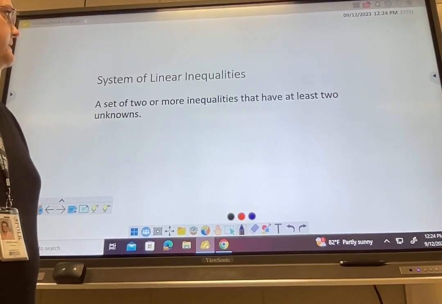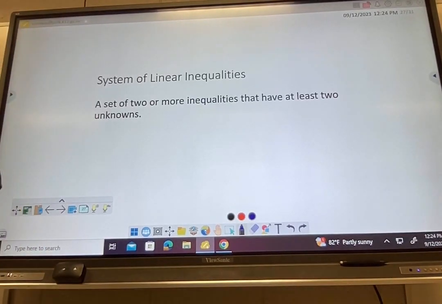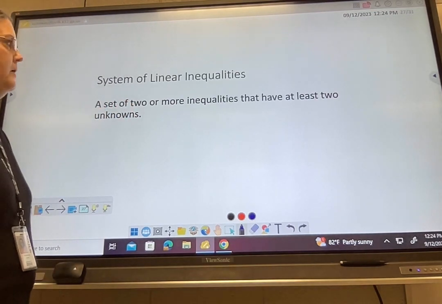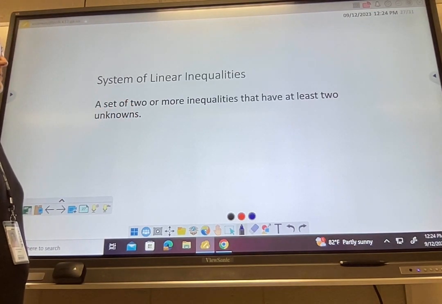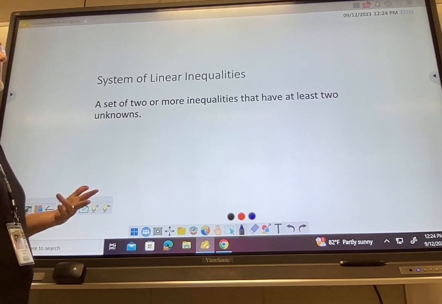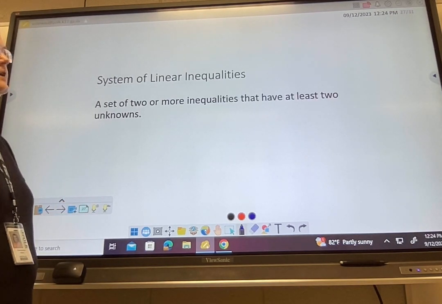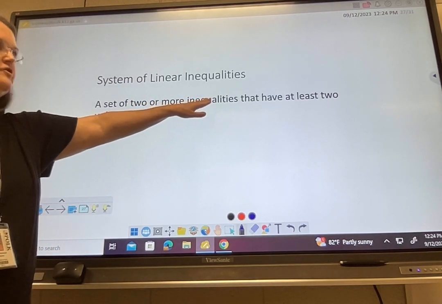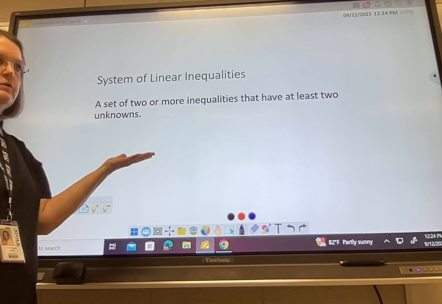Okay, today we're doing a system of linear inequalities. That just means you have two or more. It can be more than two. Most of the time, your freshman year, we concentrate on just two, but two or more inequalities that have at least two unknowns, meaning you have at least two inequalities or equations with at least two variables.